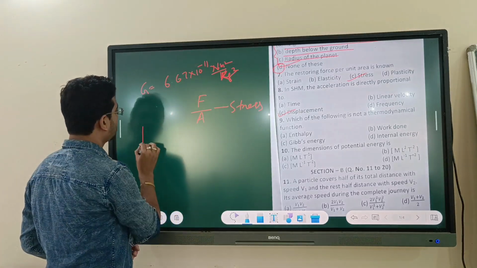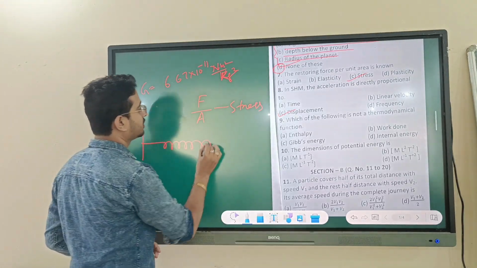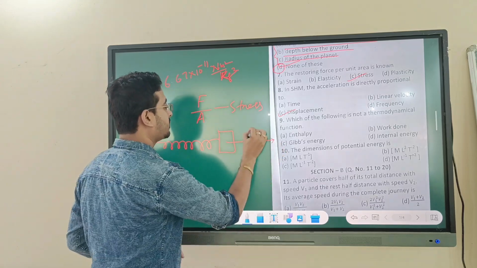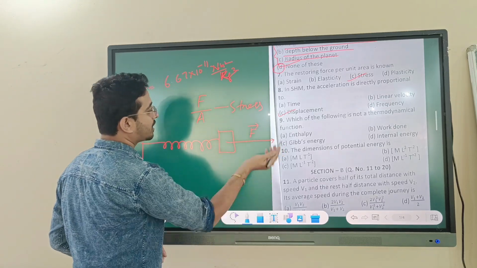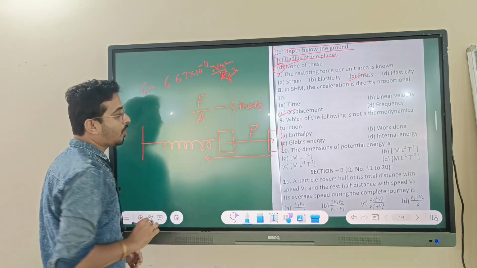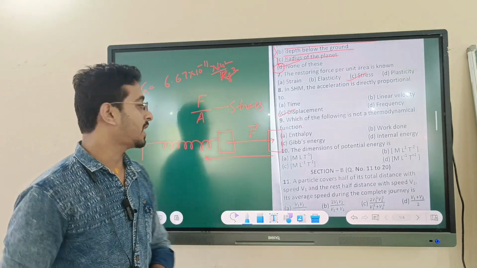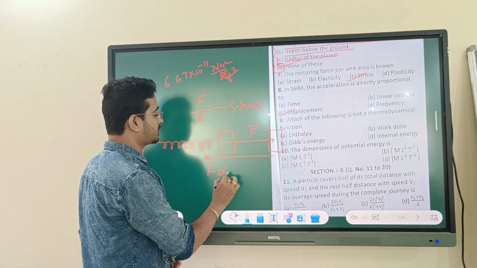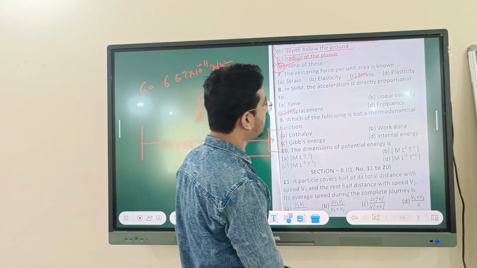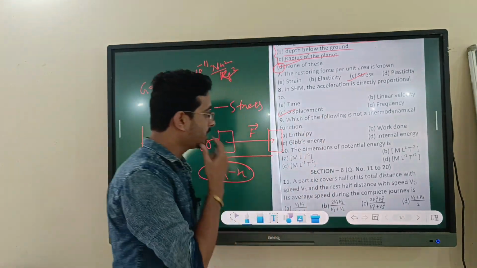For example, this is a kind of spring, and this is a kind of block. If I am applying force in one direction, it will ultimately displace in the opposite direction to the force. So I can say force is directly proportional to what? Negative displacement. So this is the condition of simple harmonic motion. So option number C will be my correct answer.